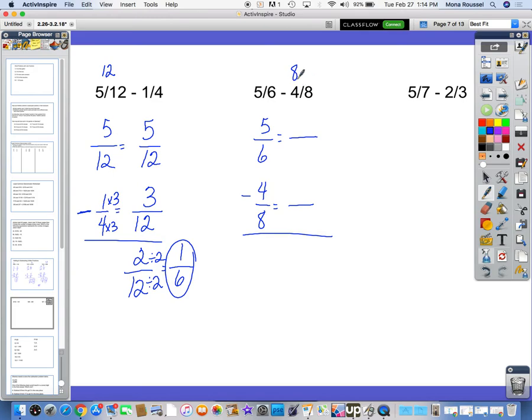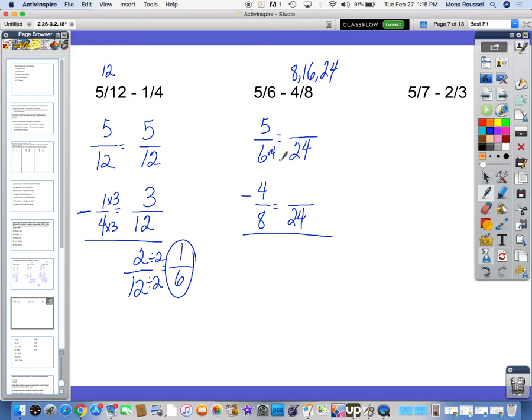The first multiple of 8 is 8, but 6 can't go into 8 evenly. 8 times 2 is 16. 6 cannot go into 16 evenly. 8 times 3 is 24. 6 can go into 24 evenly, so 24 will be our least common denominator.